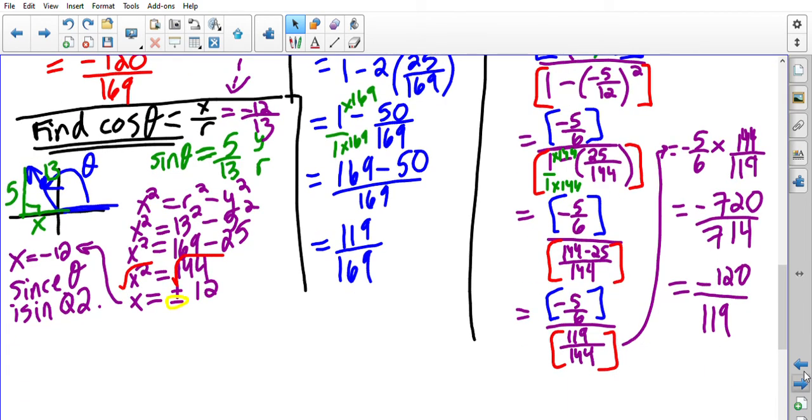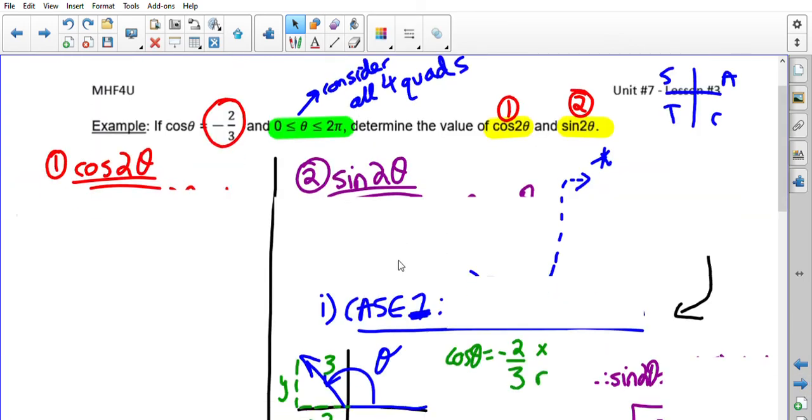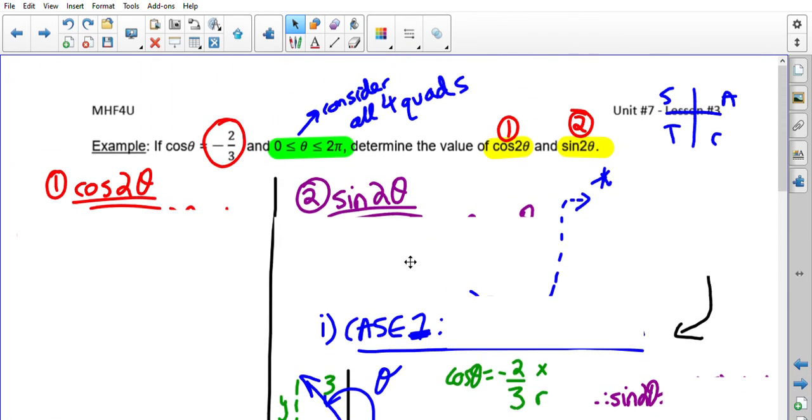All right, and let's try our last example here. Very similar idea. So it says cos theta is equal to negative 2 over 3. So again, they've given us the ratio of adjacent, right? So they gave us here adjacent over hypotenuse.